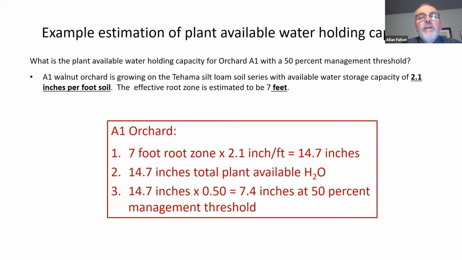So here's an example of how to estimate the plant available water for an orchard. The question is, what is the plant available water holding capacity for orchard A1 with a 50% management threshold? The orchard is growing on a Tehama silt loam series with available water storage capacity of 2.1 inches per foot of soil. The effective root zone is 7 feet. So for this orchard, a 7-foot root zone times 2.1 inches per foot is 14.7 inches of possible storage in that particular orchard.